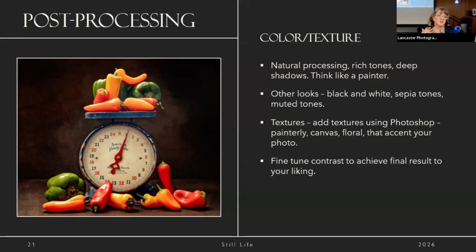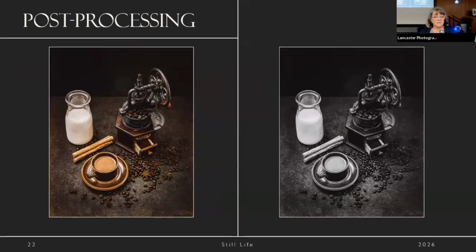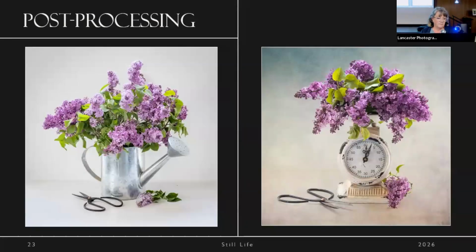The textures can either be painterly, canvas, floral, whatever accents your photo. And then fine tune your contrast and those final details, maybe a little bit of a vignette to achieve your final result to your liking. Here's the same picture in color and black and white to see what the changes are. This is a similar subject without a texture and with a texture.